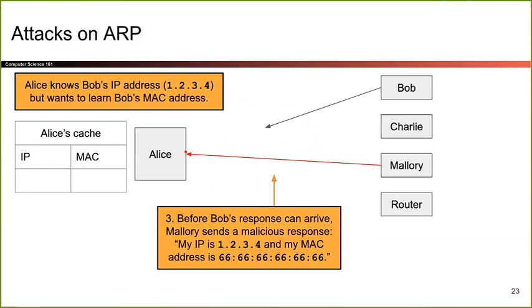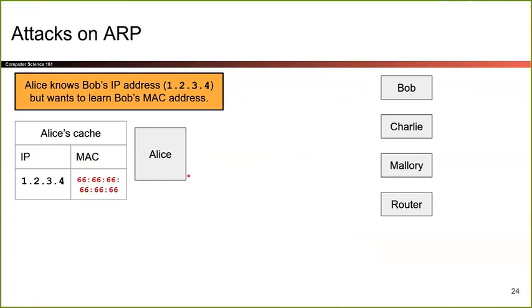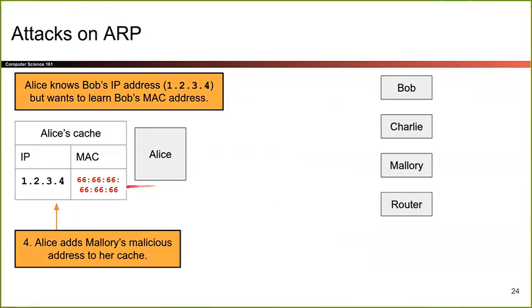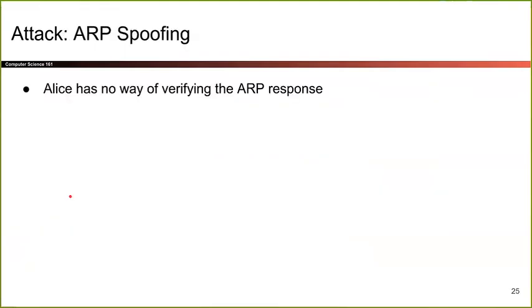So Mallory's answer gets there first. Alice is like, oh, this is Bob, IP address is this, MAC address is this. And Alice will accept it even though Bob's answer is still on its way. And then by the time Bob's answer gets there, Alice is like, what? Another one? Well, that's kind of weird. I'll just ignore it. So that's what happens. And then Mallory's MAC address is now in the cache, mapping to Bob's IP address. So that's all you have to do to attack ARP.